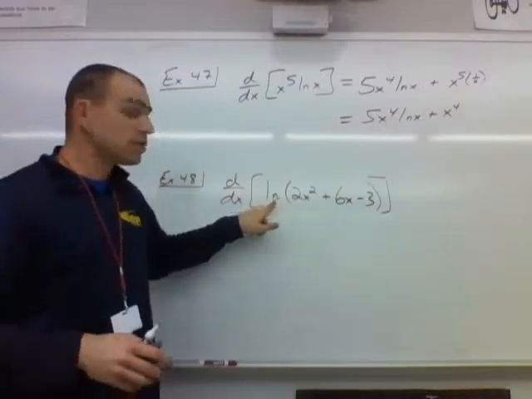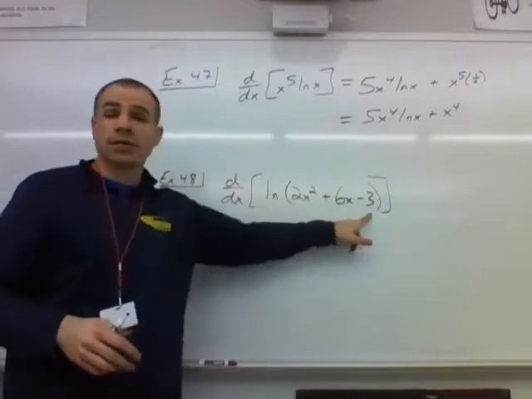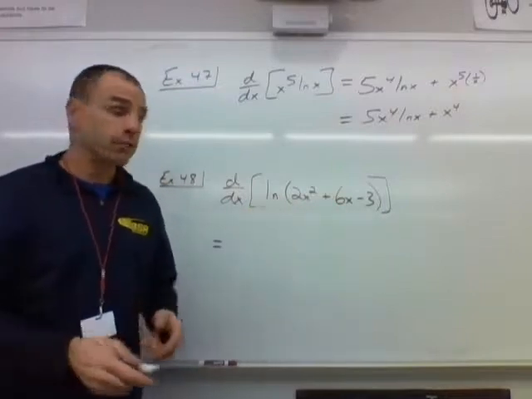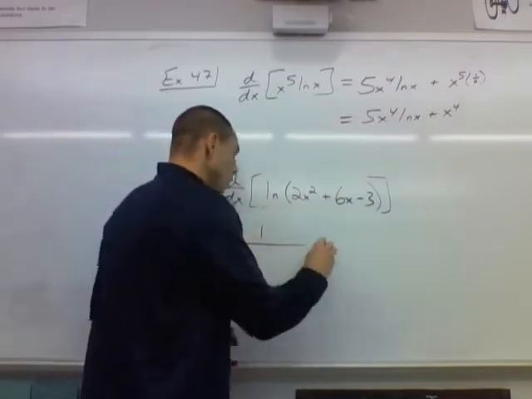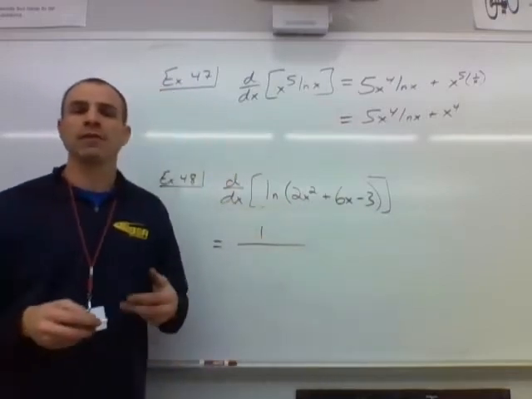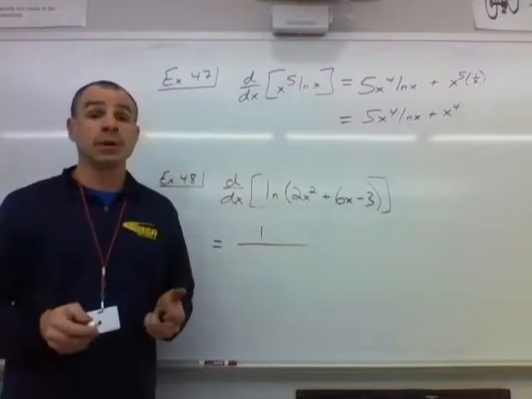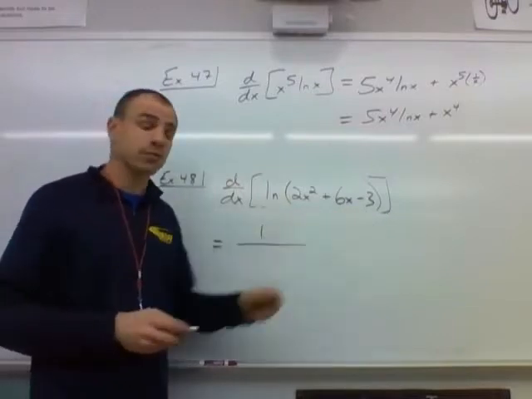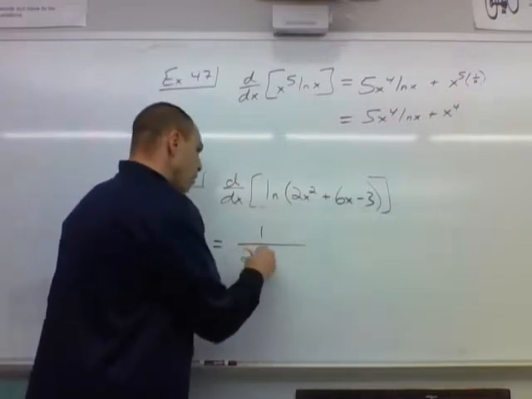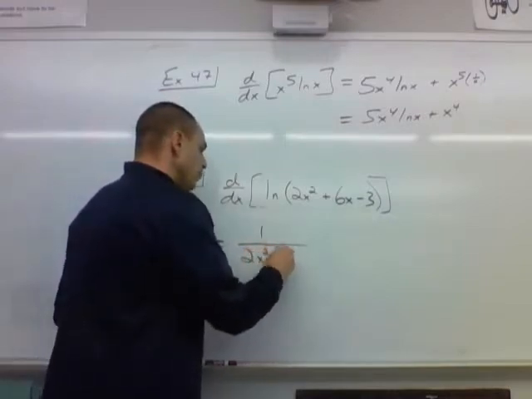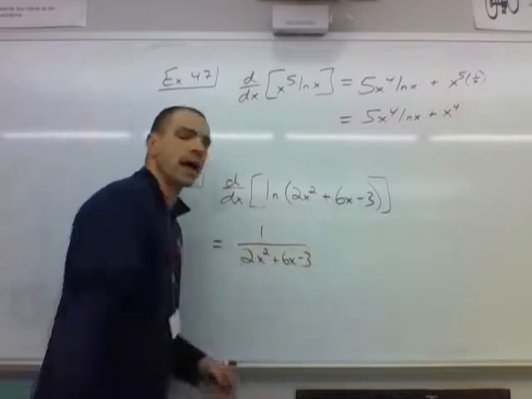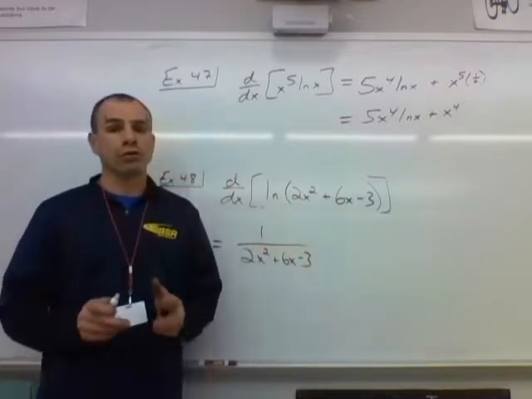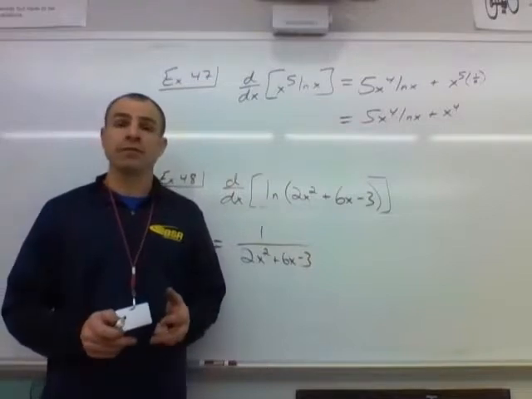Our outer function is natural log. Our inner function is this polynomial. So let's do our chain rule. Derive the outer. 1 over. That takes care of deriving the outer part. Keep the inner. The inner function is our 2x squared plus 6x minus 3. So we're going to keep that where x would normally go. X is normally in the denominator. Now the polynomial is there as well. Okay. Multiply that by the derivative of the inner function.